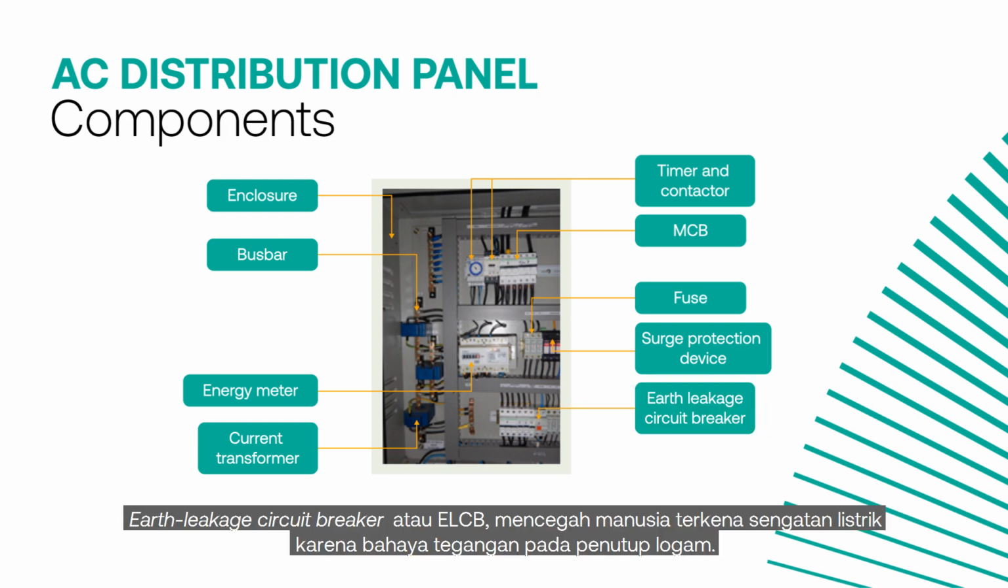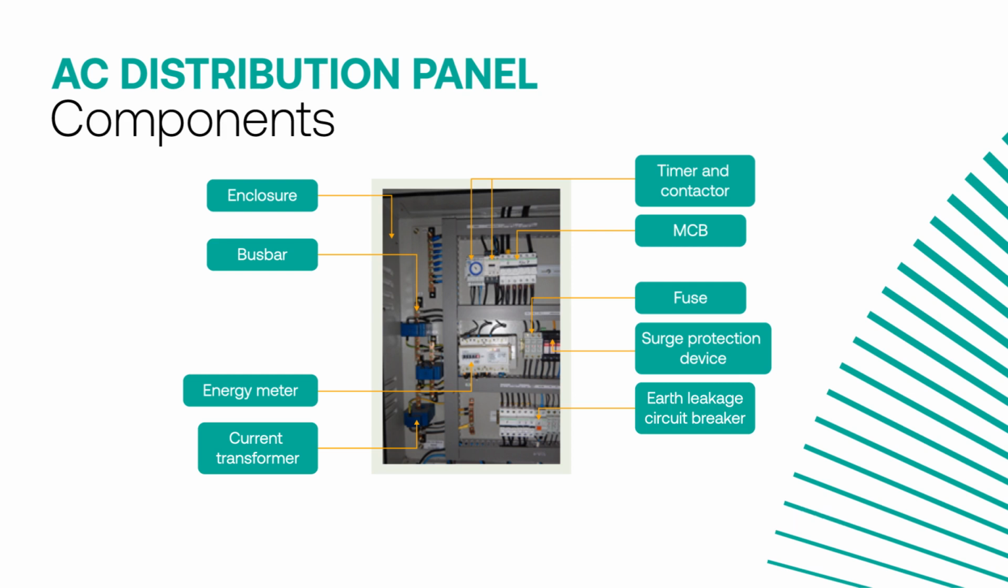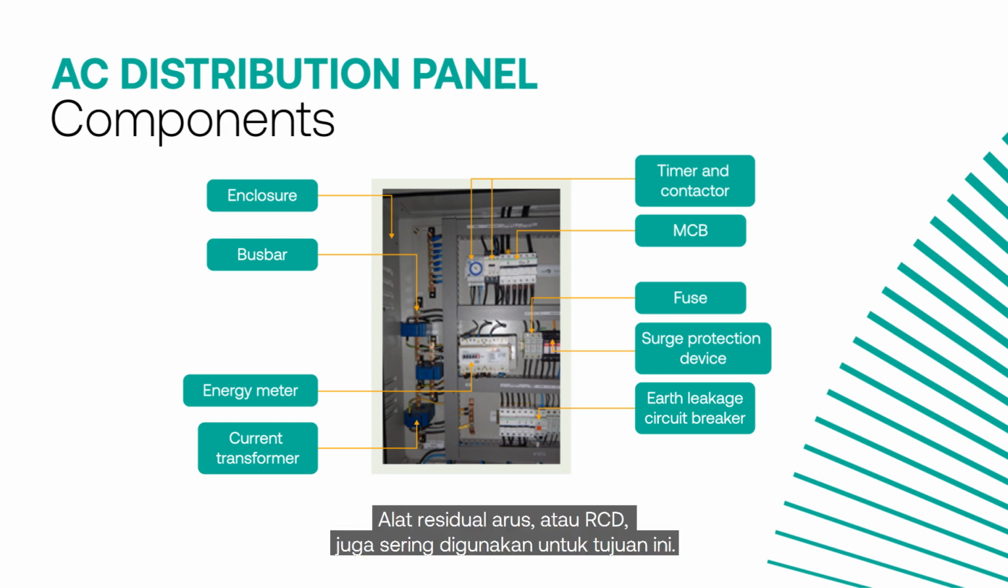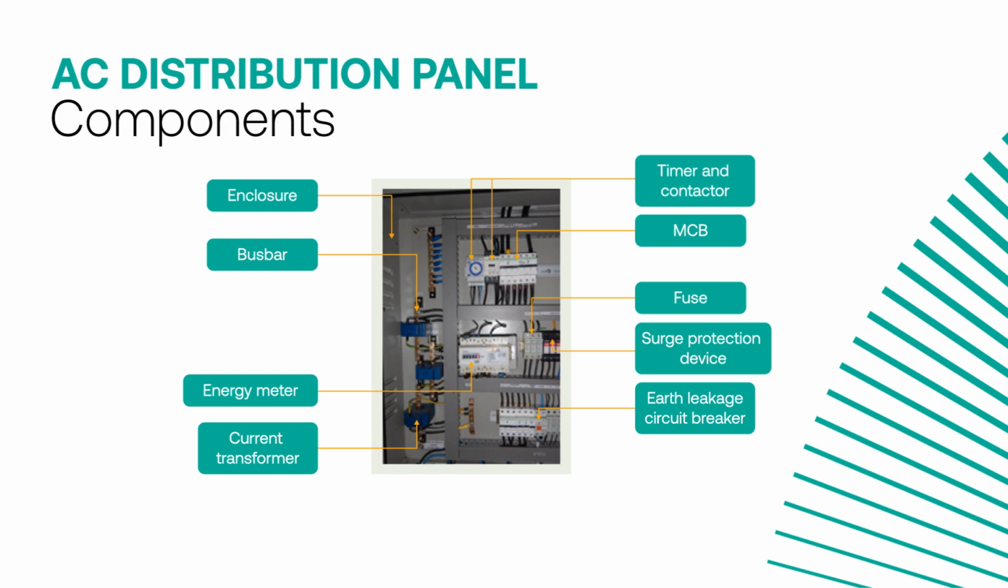Earth leakage circuit breaker, or ELCB, prevents human from electrical shock due to dangerous voltage on the metal enclosure. It will trip if there is a mismatch between current flow in line and neutral, or if there is residual current greater than the ELCB rating that commonly is 30 mA. Residual current device, or RCD, is also often used for this purpose.